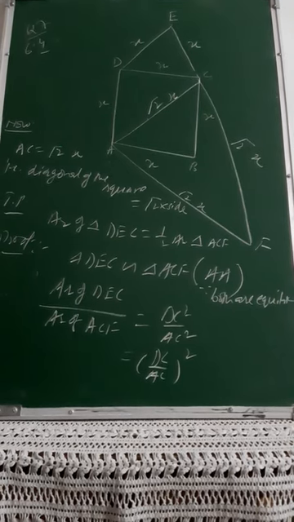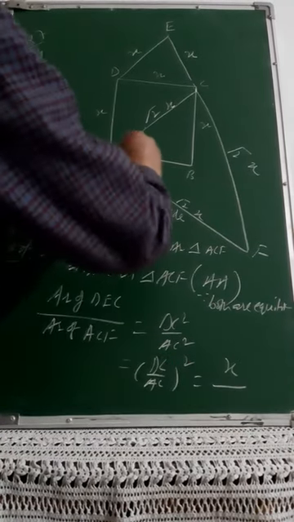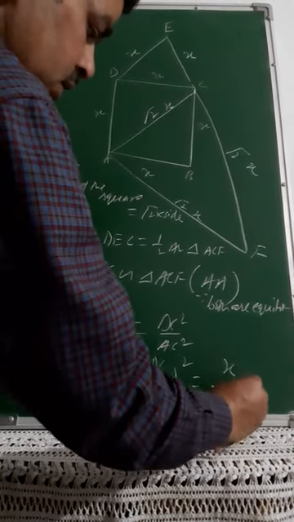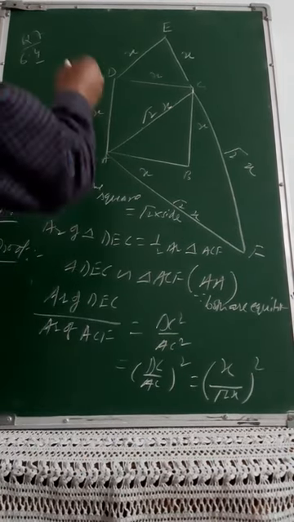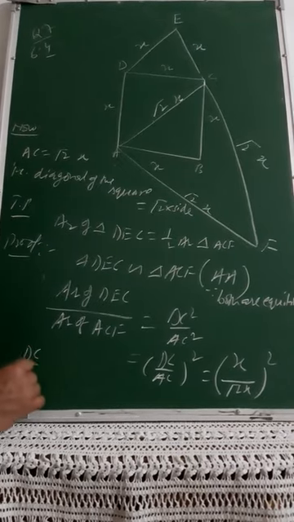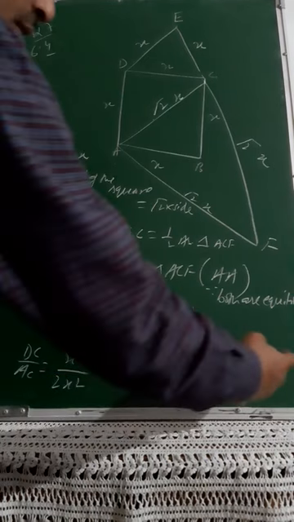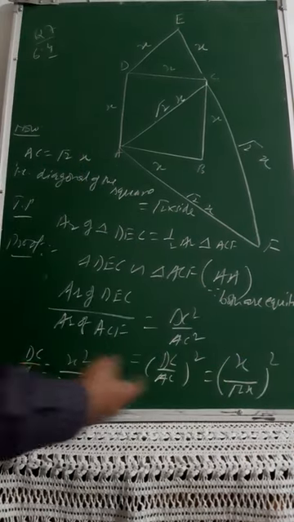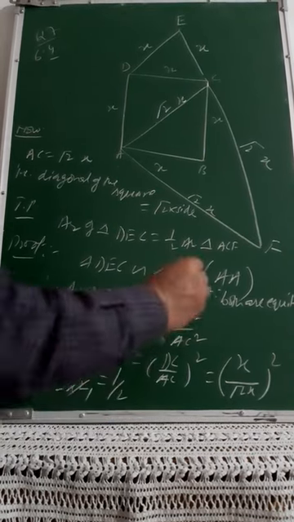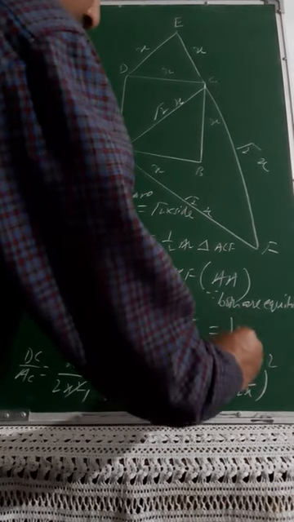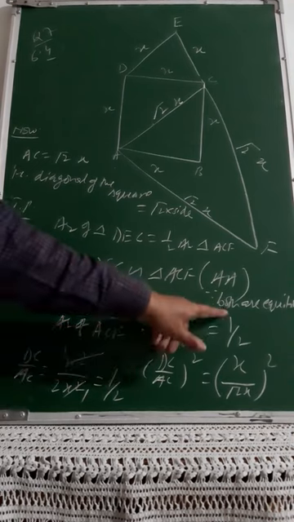Now what is DC upon AC? DC is equal to X, and AC is equal to under root 2 x. So when you take the square of this, DC upon AC will be equal to x square upon 2 x square, because the square of x is x square, the square of under root 2 is 2, and x square you can cut, so this will be equal to 1 upon 2. So now this ratio you are getting is equal to 1 upon 2. So the area of DEC to that of the area of ACF will be equal to 1 upon 2.